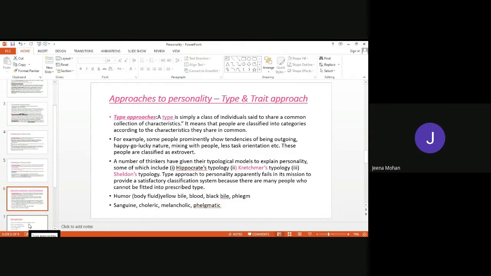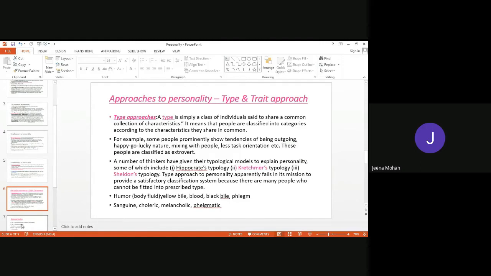Then one more thing I would like to say. When we talk about the type theory, there are Type A personality as well as Type B personality. Have you heard of Type A personality and Type B personality? Yes, Type A and Type B are two contrasting personality types.